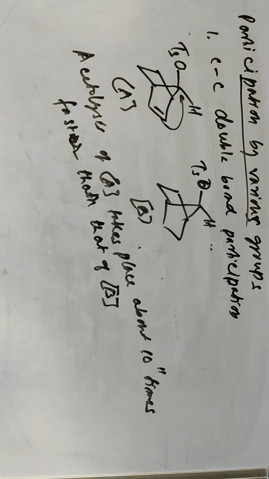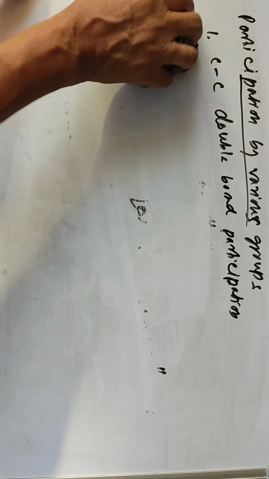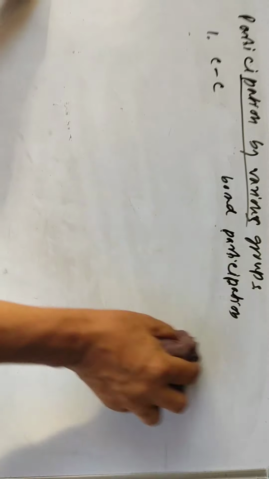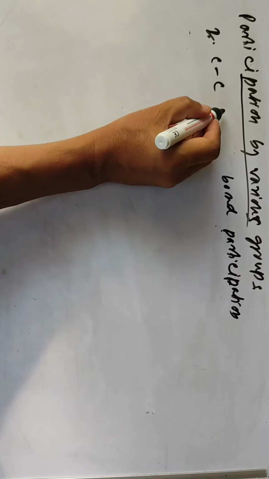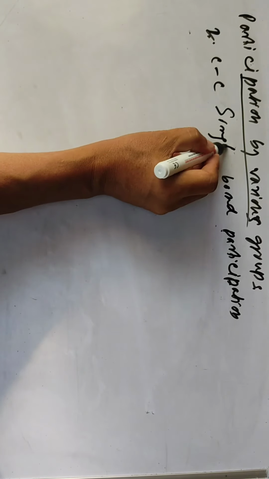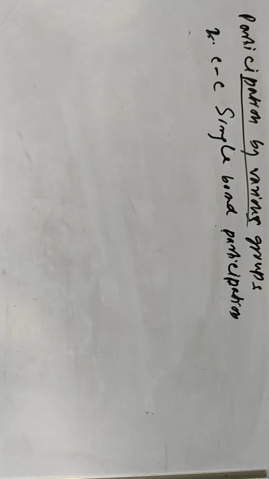So yeah, I'm giving one example. C=C double bond participation takes place, and in the case of solvolysis of A it is about 10 to the 11 times faster than B. Next we can have C-C single bond participation. The second one is C-C single bond neighboring group participation.